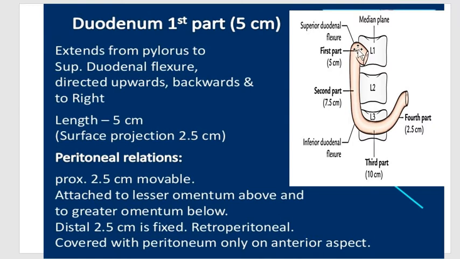Now what is the direction of this part of duodenum? It is directed upwards, backwards, and it is going towards the right side. Its length is 5 centimeter. Now you can see what are its peritoneal relations. What are the peritoneal relations of the first part of duodenum?